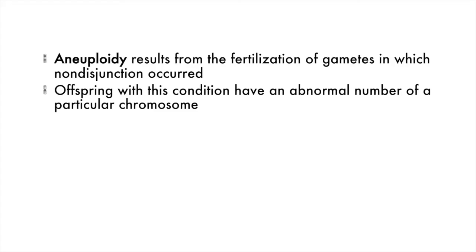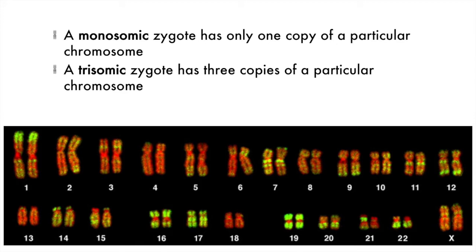Cells that have the incorrect number of chromosomes are called aneuploid. Ploidy, as in haploid or diploid, means the number of chromosomes. Eu means true or correct, and the prefix an means not, so aneuploid means not the correct number of chromosomes. When a zygote has one missing chromosome, we call that monosomy. When there's an extra chromosome, 3 instead of 2, it's called trisomy. In this karyotype below here, you should note there are no aneuploidies. There are 2 copies of each chromosome.